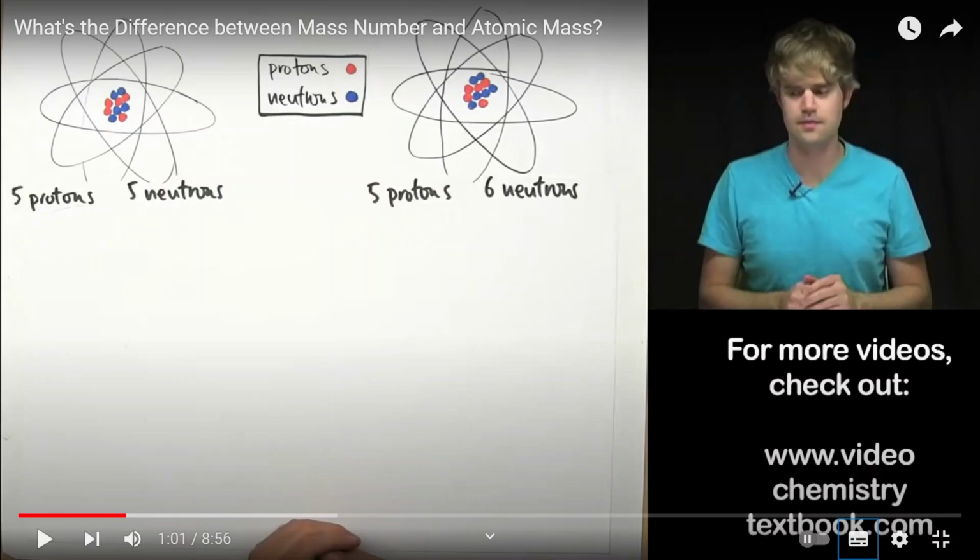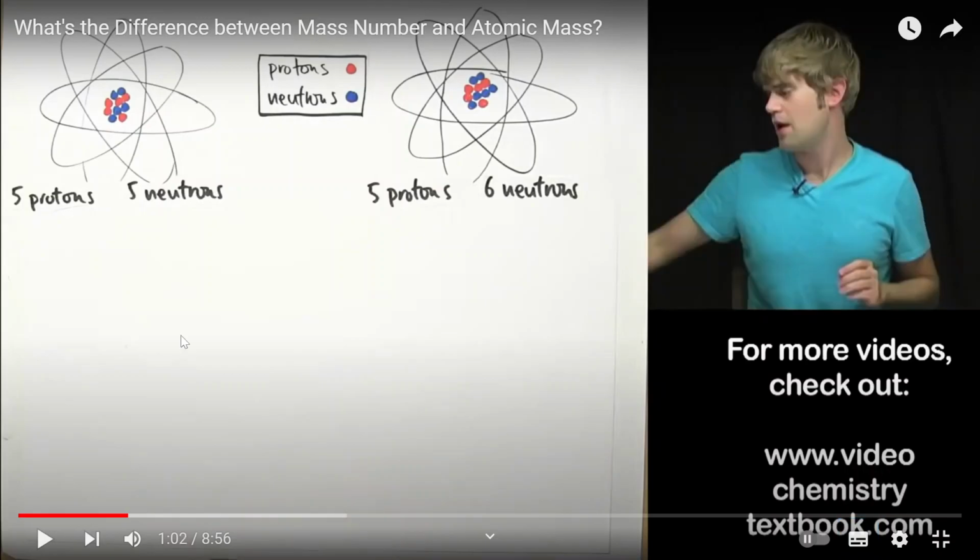So which atom is this? Which element do we have here? Boron. Boron is atomic number 5. We have 5 protons, so we know it's atomic number 5. Mass number is the number of protons plus the number of neutrons. So this atom here has a mass number of 10, 5 plus 5. And this atom over here has a mass number of 11, 5 plus 6.